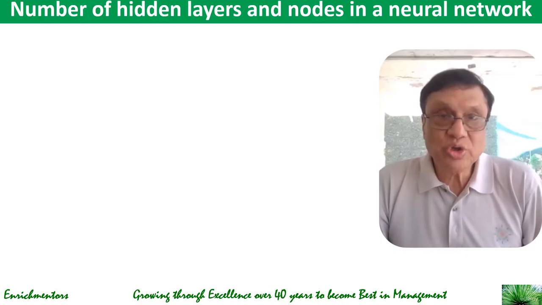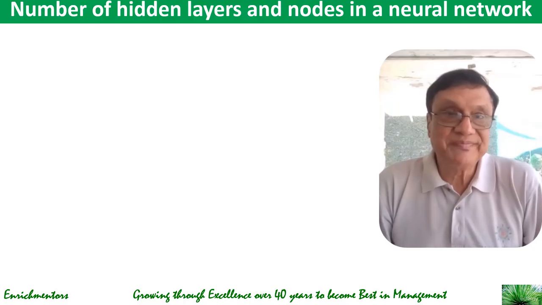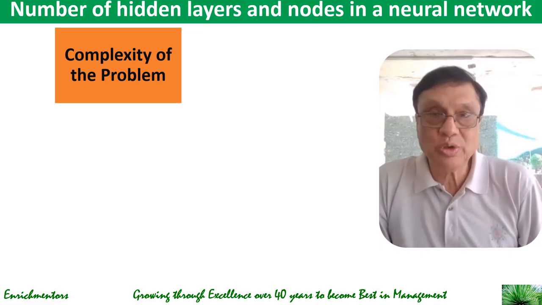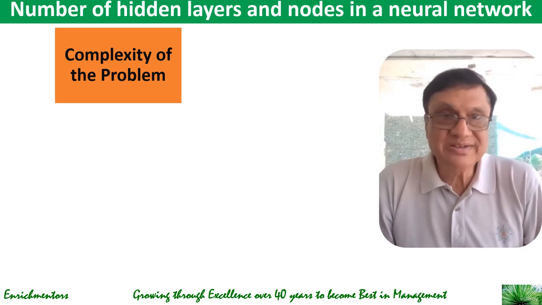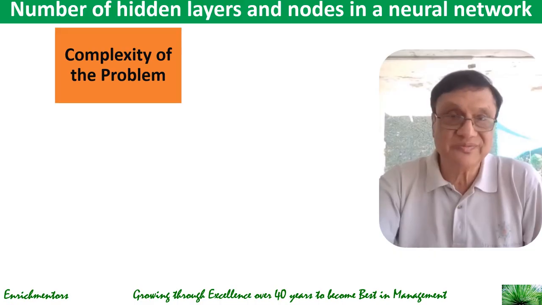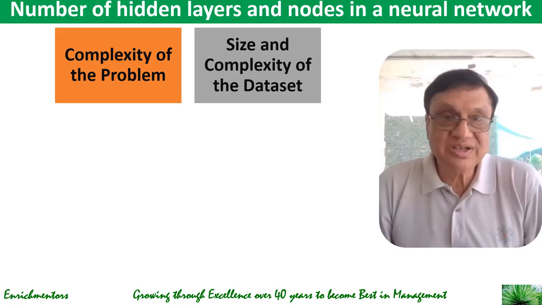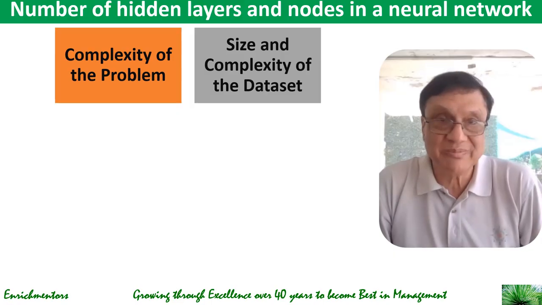So, what determines the choice of the number of hidden layers and nodes in each layer? The factors that determine this, first, is the complexity of the problem. More complex problems may require deeper architectures with more hidden layers to capture intricate patterns in the data. Second is the size and complexity of the data set. Larger and more complex data sets may benefit from deeper architectures with more hidden layers to learn meaningful representations.